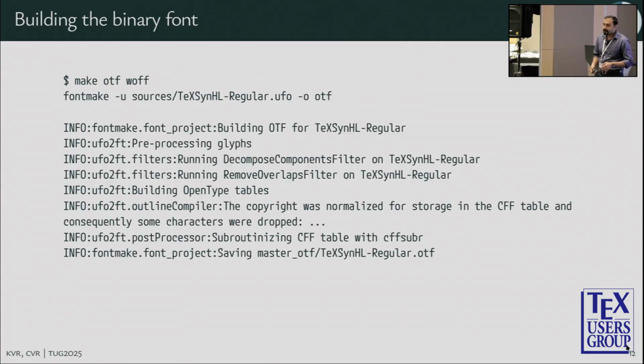How do we build the binary font once we have all these ingredients? That's fairly easy. I have a makefile with these targets, OTF and WOFF. So if I run make OTF, it runs fontmake on my sources, the UFO file, with the OTF format, and that does all this compilation. And finally, it generates the OTF file. Very unintuitively named font, a better name is welcome.